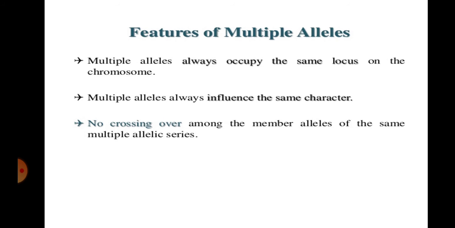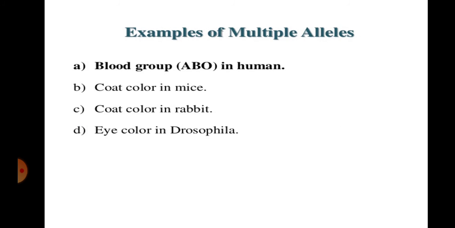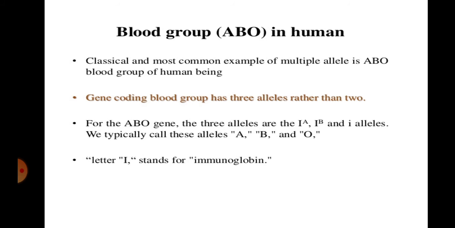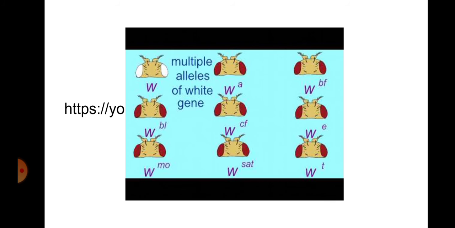Features of multiple alleles. Multiple alleles always occupy the same locus on the chromosomes. Multiple alleles always influence the same character. There is no crossing over among the member alleles of the same multiple allelic series. Examples of multiple alleles: blood group ABO in human, coat color in mice, coat color in rabbit, eye color in Drosophila. Blood group ABO in human is the classical example.